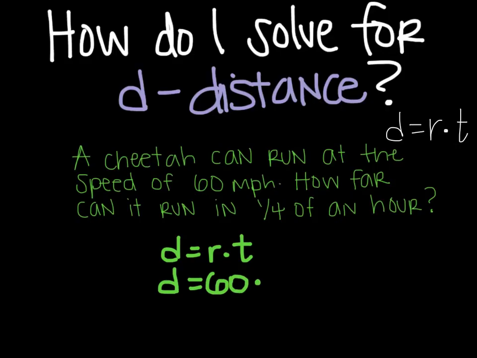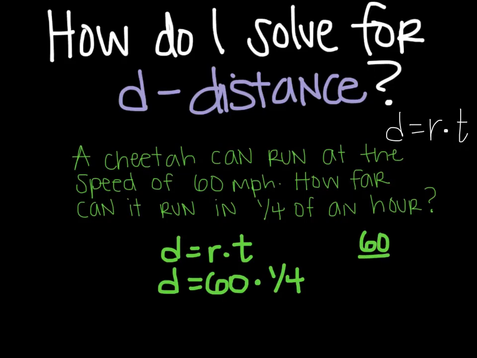And then multiply that by the time. You need to make sure that you're still talking the same labels. So miles per hour, it can go 60 miles in 1 hour, and then my time is 1/4 of an hour. My labels are accurate, so I can just keep 1/4 of an hour, which is 1/4. You could also say 0.25, either way. And then you can do the math here.